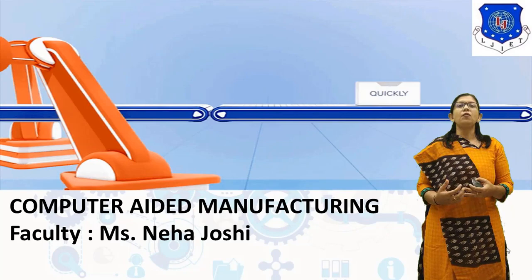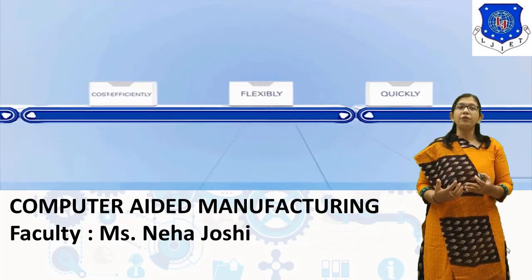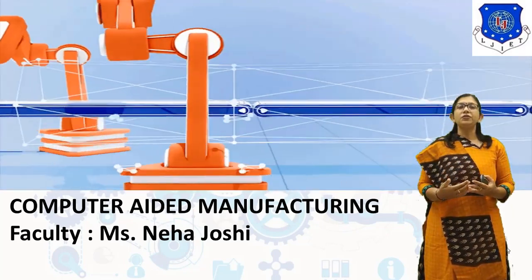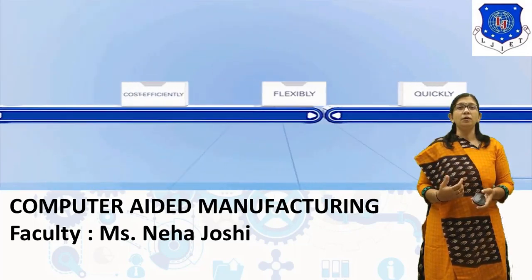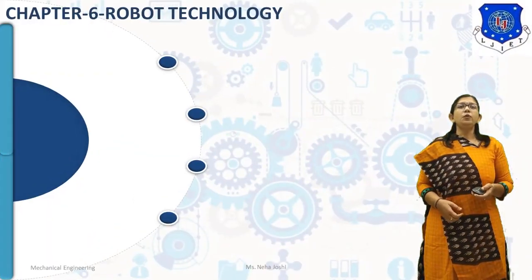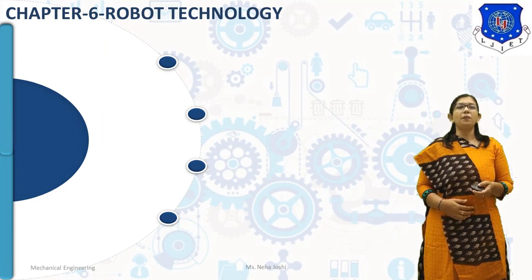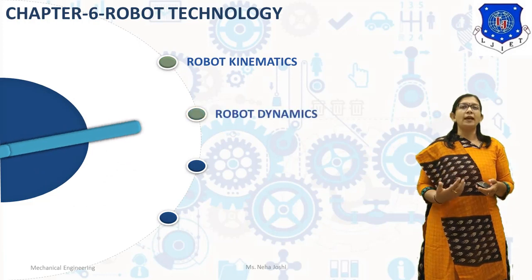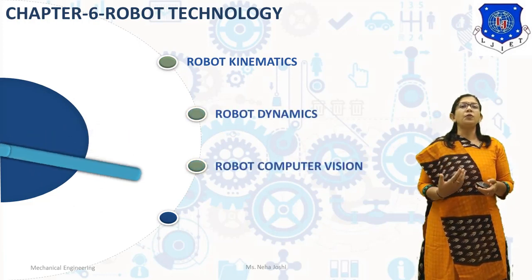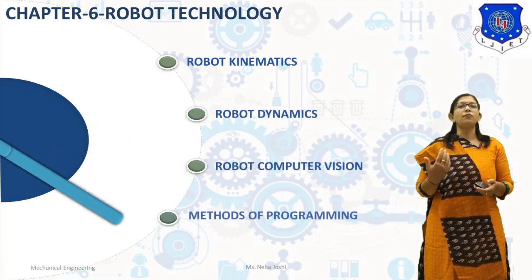In previous session, we covered different topics like degree of freedom of robot, classification of robots, basic configuration of robots, and SCARA robot. In today's session, we will cover different topics like robot kinematics, then robot dynamics, robot computer vision system, and method of programming.